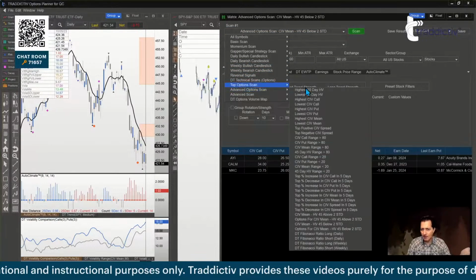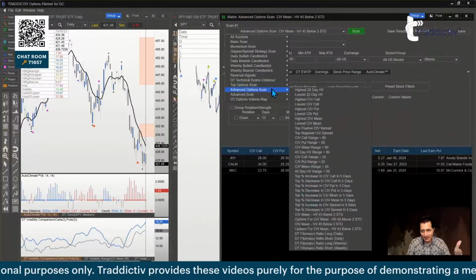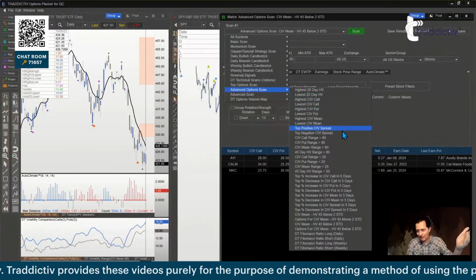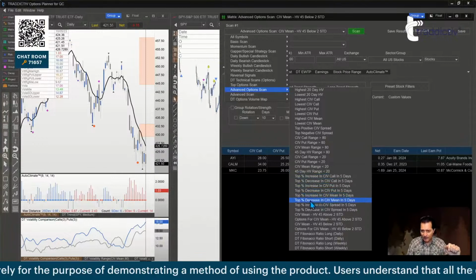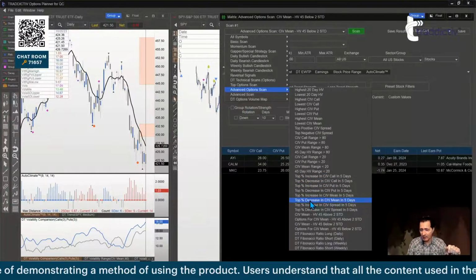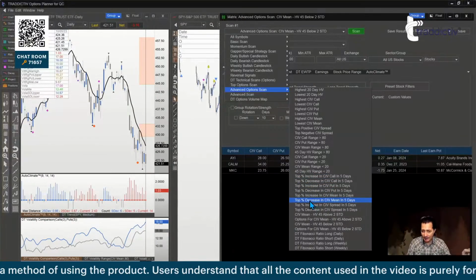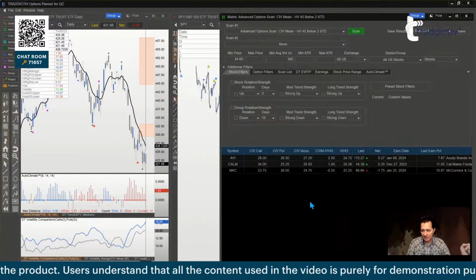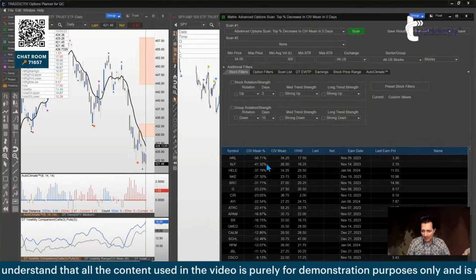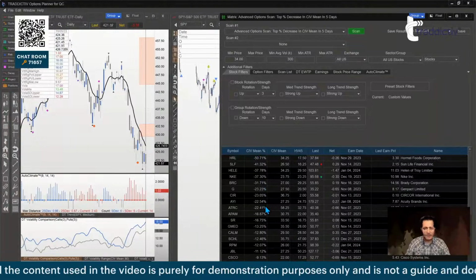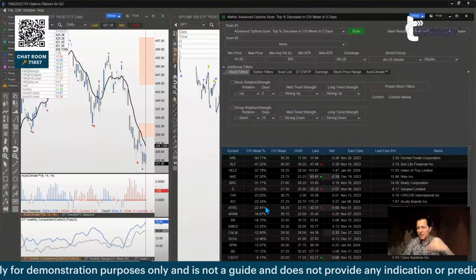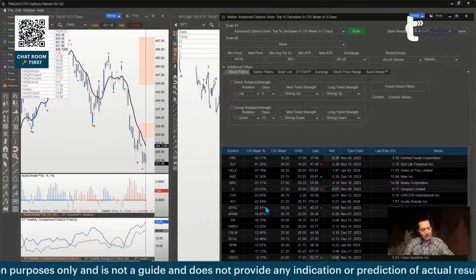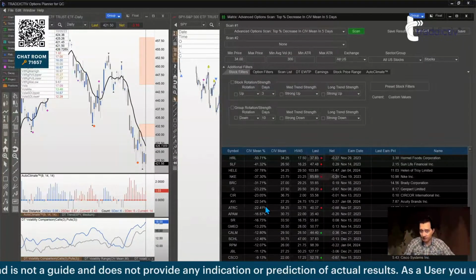This depends on market cycles. If I was to do this recording at another time, we may not have expensive options, we may only have cheap options. These things vary, okay? And case number 3 is the top percent decrease in the CIV mean in the last 5 days. If you were to look at that, this is also cheap options. They may not be the cheapest options in the market, but they are the ones that decreased the most in value in the last 5 days, so they are definitely not expensive.